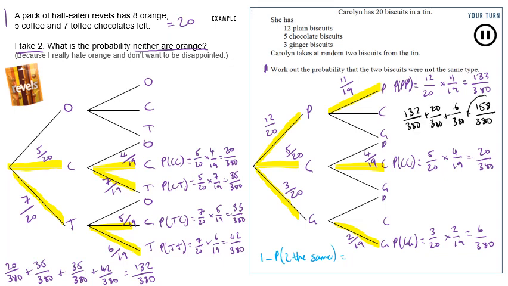So this is the probability of getting 2 the same. So we want to do 1 take away this value. And if it helps, we can think about the 1 here as being 380 over 380. So we calculate this. So the probability of them not being the same type is 222 over 380.